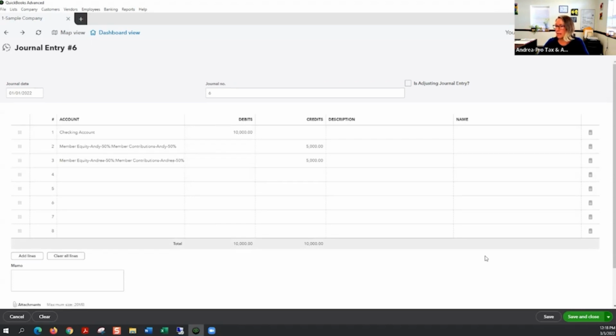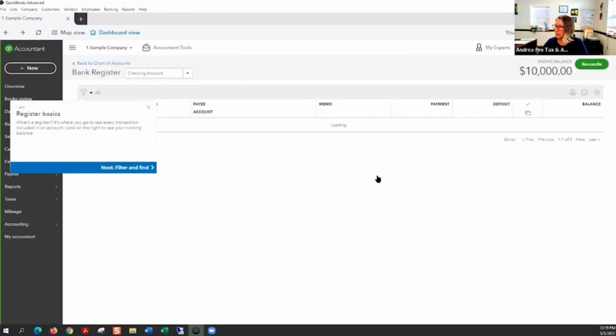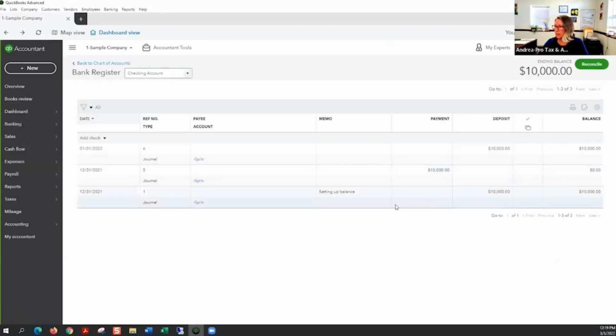So if I enter that and I save and close it, now we come back here and you see the 10,000 is back in the checking account. If we look at the register, it looks a little bit wonky. Ignore that first entry. That was just me creating balances for us to play with. But I made the journal entry to distribute the 10,000, and then I just turned around and immediately recontributed it. It's the same $10,000. We didn't actually pull it out of the bank account. So when you go to reconcile the bank statement, you're going to have to just check these off, even though they don't actually appear on the bank statement.